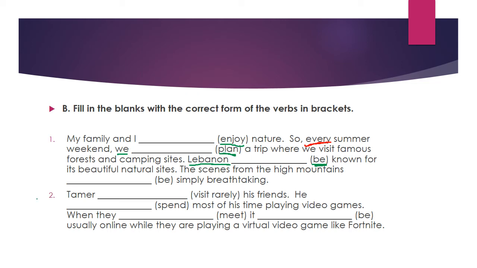Number 2, Tamer, he, okay, rarely. So this is a frequency adverb. So do I write Tamer visits rarely? Of course not. This is a frequency adverb and it needs to come before the verb. Tamer rarely visits his friends. He spends. This is a habitual action, a habit of Tamer. He spends most of his time playing video games.